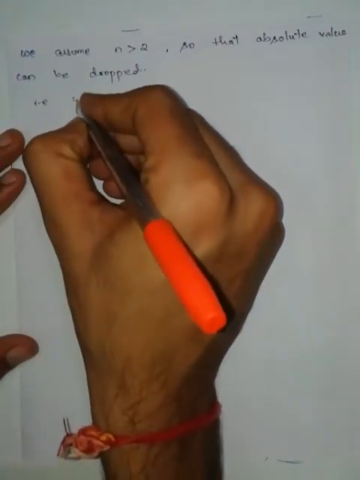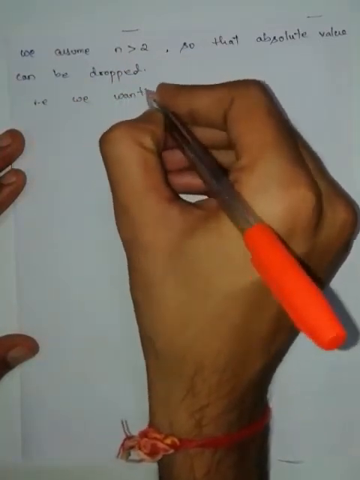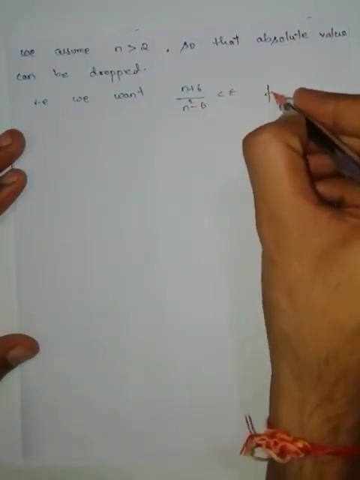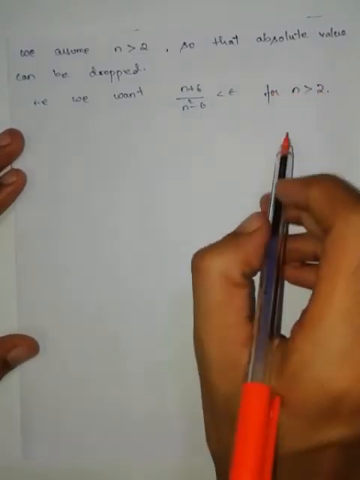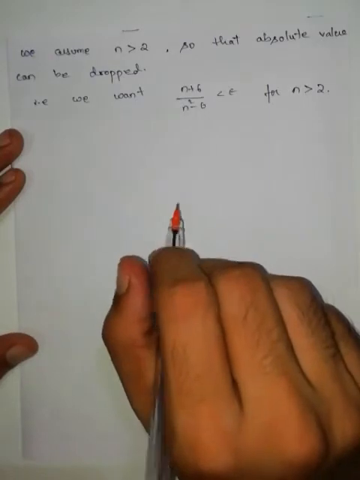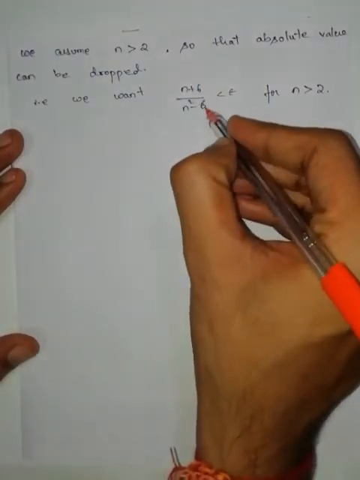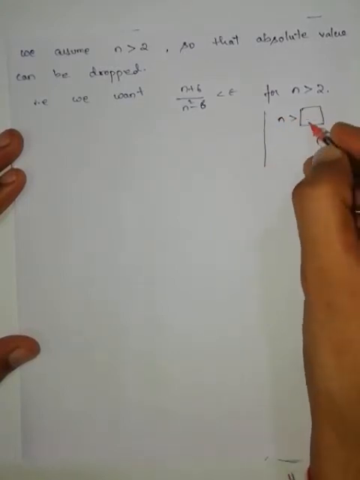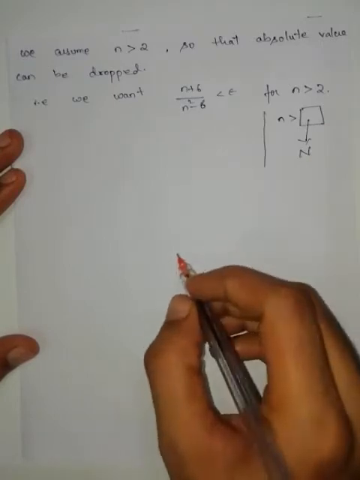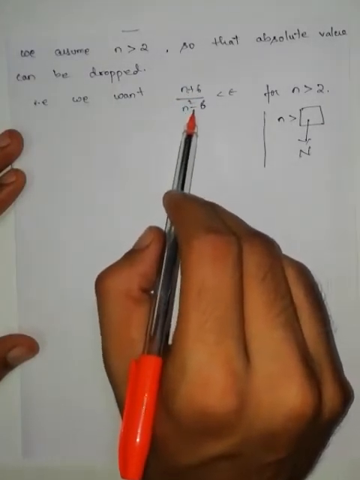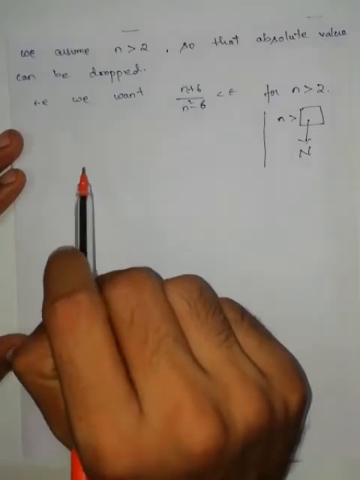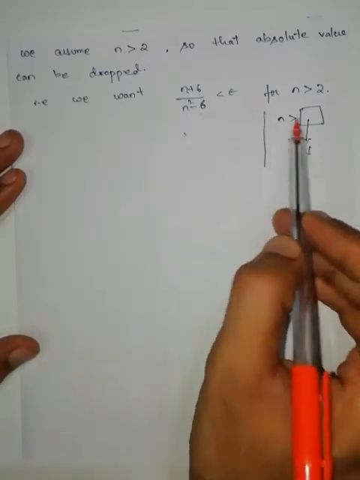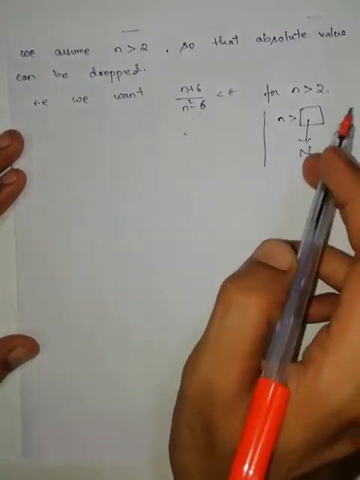That is, we want (n + 6)/(n² − 6) less than epsilon for n greater than 2. Now directly I can't get a relation n greater than some number, and I can say this is the capital N, because here it is n + 6 and here n² − 6. So I am going to take between these two one element which is easy for us to simplify.